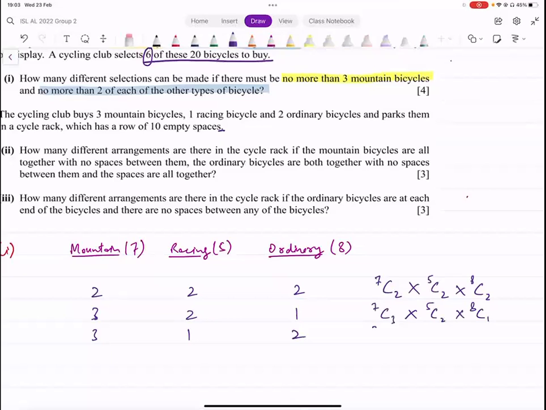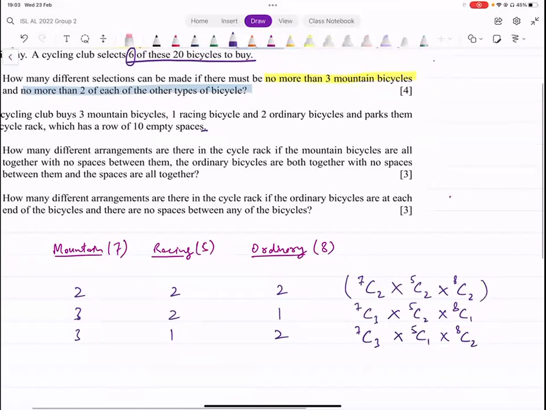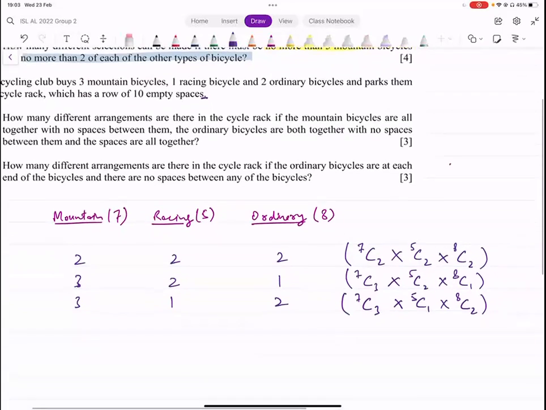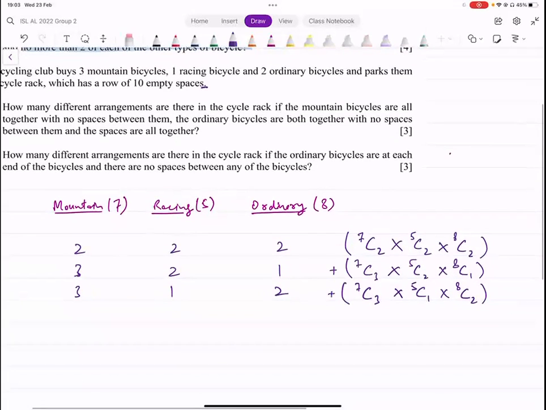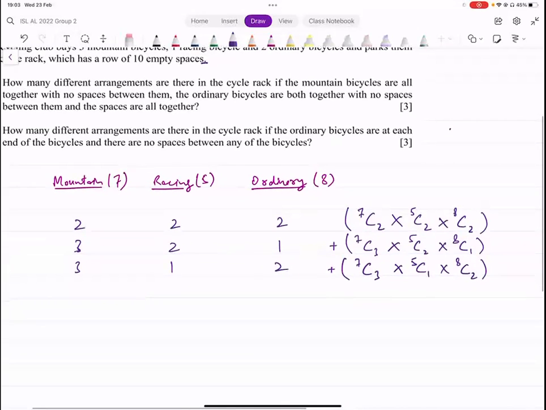And then the third case is 7C3 into 5C1 into 8C2. These are the 3 cases that we have. इनमें से कोई भी हो सकता है. There's an or between them. Either the first case or the second case or the third case. We're going to evaluate them and add all of them up.